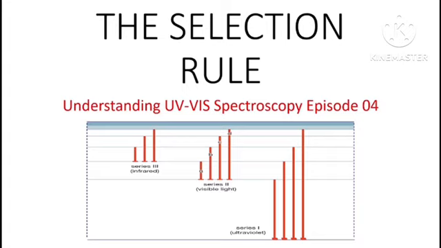The selection rule is something very simple and quite easy to understand if you just follow the principles and watch the video carefully. I'm sure by the end of this video you should be able to understand what the selection rule actually means and how it is relevant in UV visible spectroscopy.